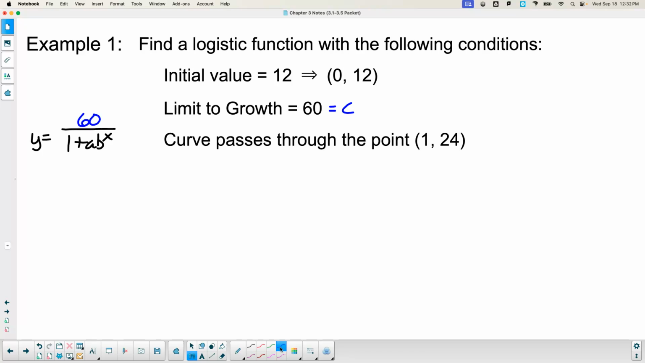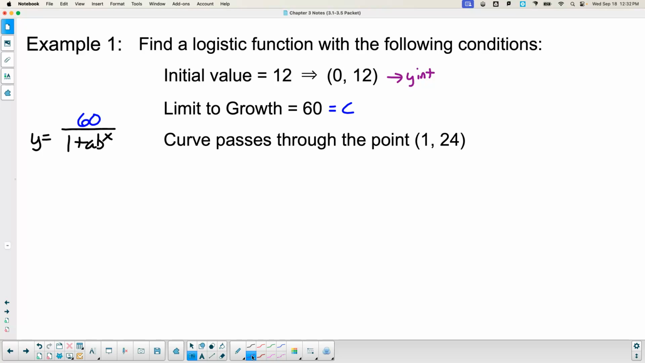Now, let's use this point, my y-intercept of my logistic function. Izzy, if it were just a straight up exponential function, then yes, a would have been 12. But we want the a value in the logistic function. So that's why it's a no.